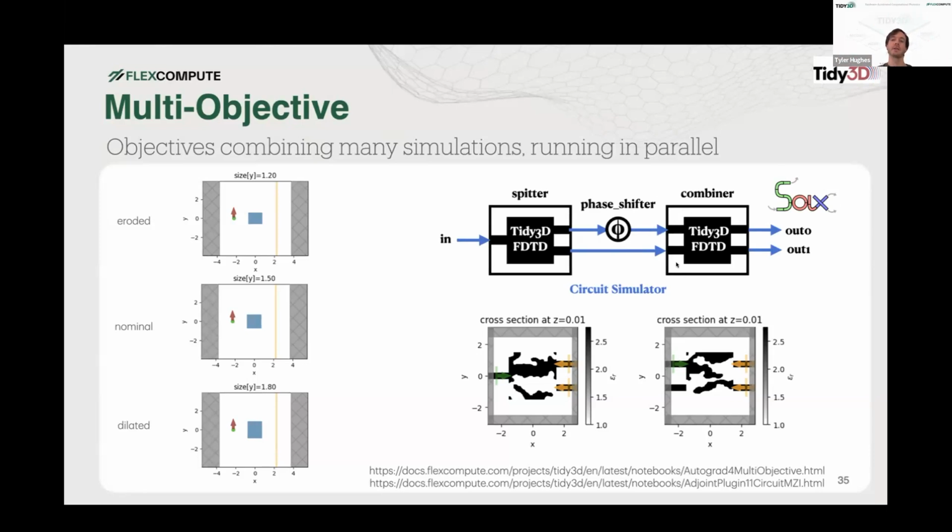So that allows us to then hook everything up into a circuit model, right? In this case, we use a circuit model called SAX, which is a differentiable circuit simulation tool. So what we did is we defined a circuit level objective.